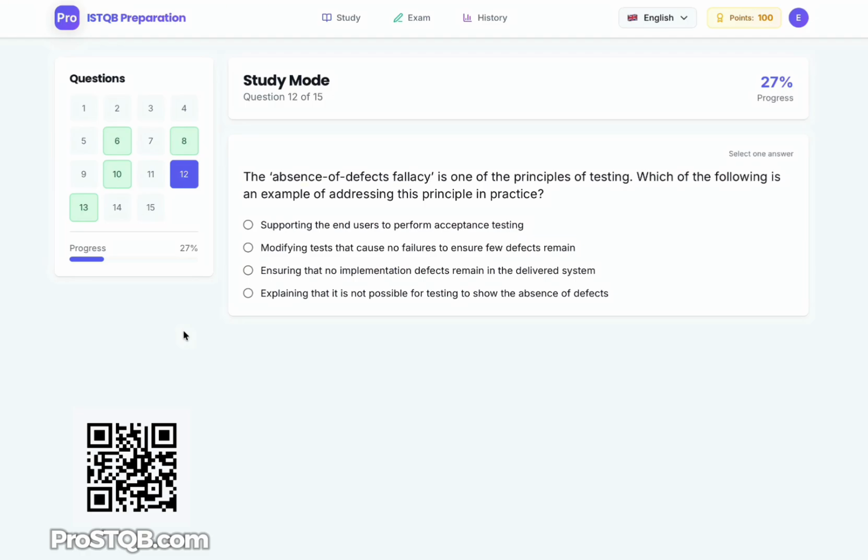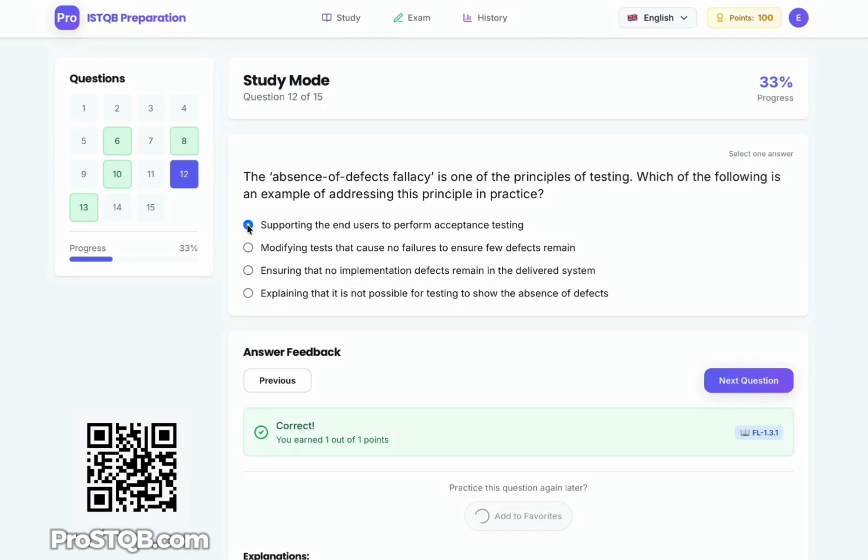Option A says to support end users during acceptance testing. Exactly. Acceptance testing helps validate that the product actually satisfies user needs. Option B is about refreshing the tests. That's the tests wear out principle. Option C claims we can and should ensure no defects remain. ISTQB never makes that promise. Option D belongs to a different testing principle entirely. It explains the limit of testing, not the absence of defects fallacy. So option A is the best answer here.